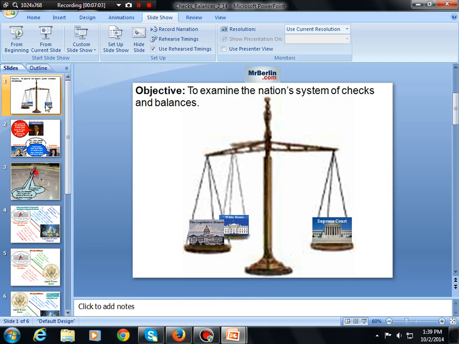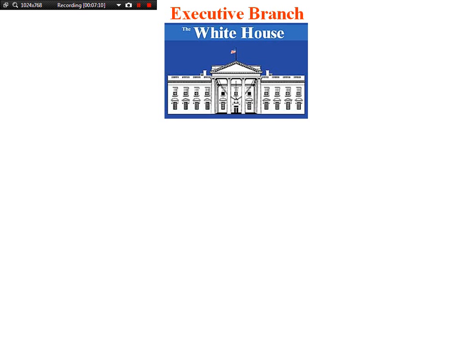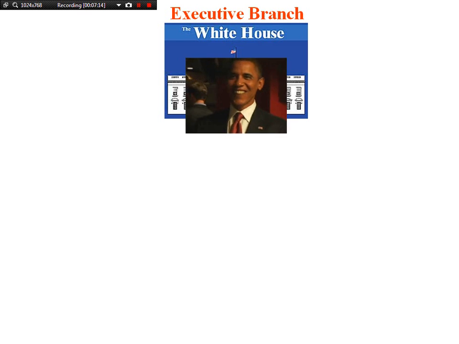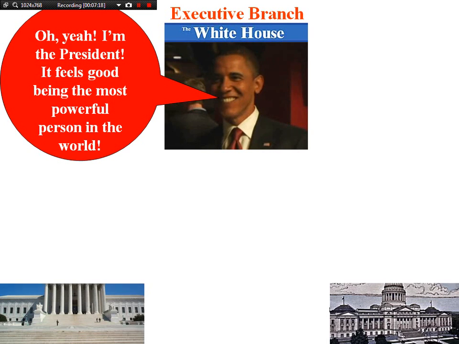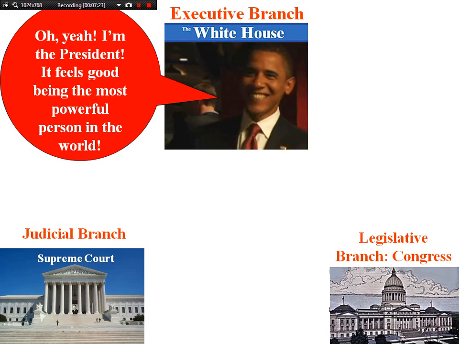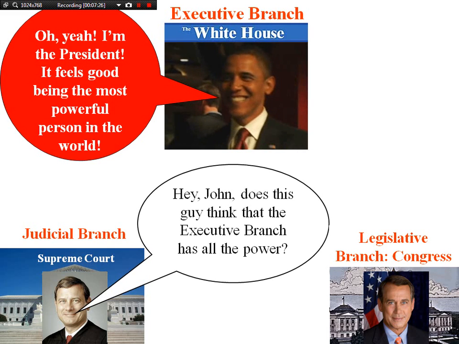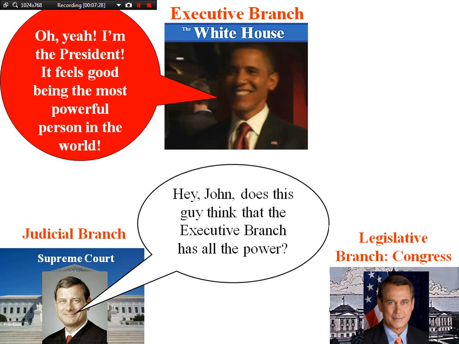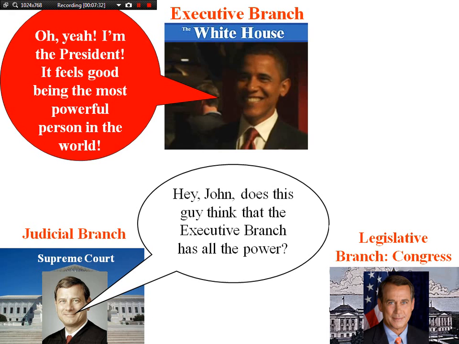All right, so now that we have a president, we also have Congress and we also have the Supreme Court. So how do they check and balance one another? So here is our president, President Obama. He says, yeah, I'm the president. It feels good to be the most powerful person in the world. Well, is he? Okay, even though he is the president, he is not king. He is not Emperor Obama. He is the president, and there are other branches of government that can check him.